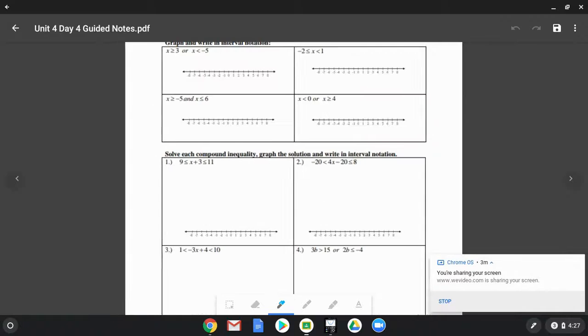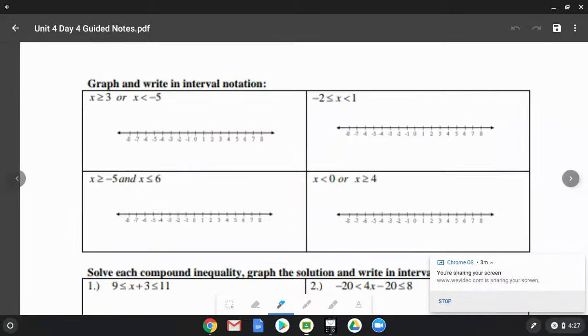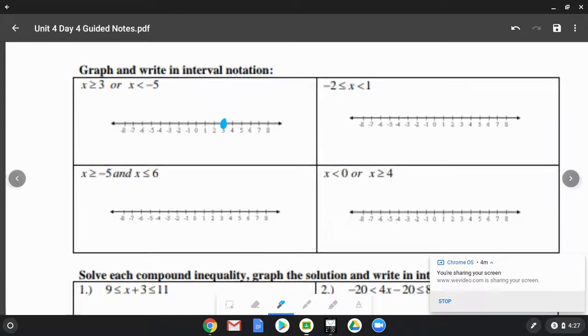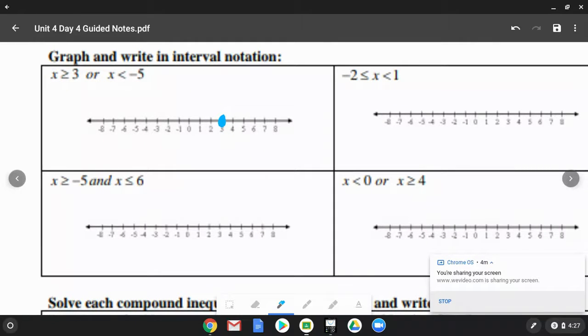So if we have these examples, it asks us to graph and write these in interval notation. So the first example says x is greater than or equal to 3. So I go to 3 and I put a closed circle. And let me open this up a little more. And it says x is less than negative 5. So I put an open circle. If we follow the way that those arrows are pointing, for 3 it's shaded to the right. And for negative 5 it's shaded to the left because that's the way that it's written.